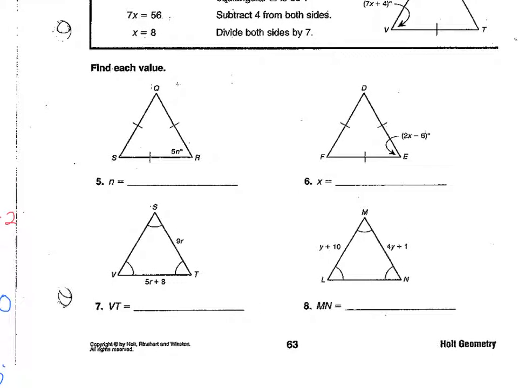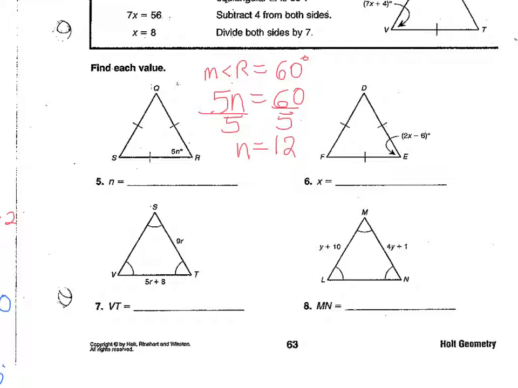Number 5. What can we say about angle R in number 5? The measurement of angle R is, first, how much is that equal to? 60, because it's an equilateral triangle. And then you said what? You can divide 5 by 60. That's right. So n by itself is 60 divided by 5, which is 12. And that's what they want, the measurement of n, which is 12 degrees.